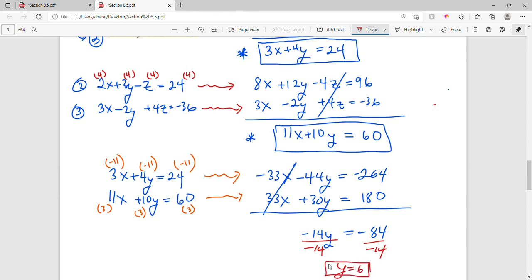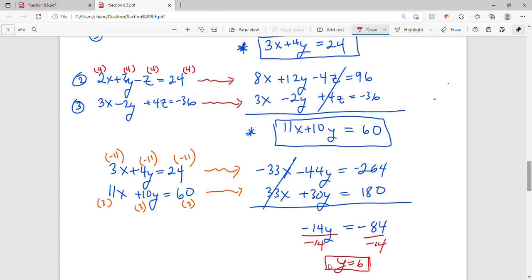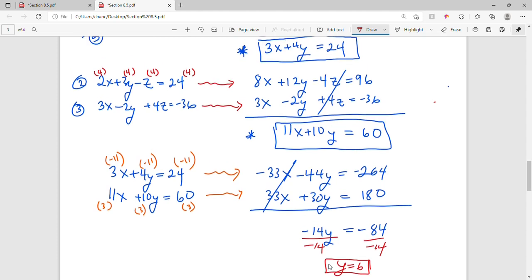This is our single ordered pair. Now we need to find the other two. I can plug this y equals 6 into any equation I want, but it looks like I can use this equation. That's relatively easy. Or I could use this equation. That's also relatively easy. Let's use the one on top. Those look like they have smaller numbers. And so we'll do the substitution here.